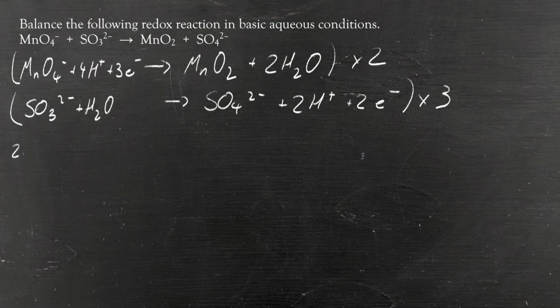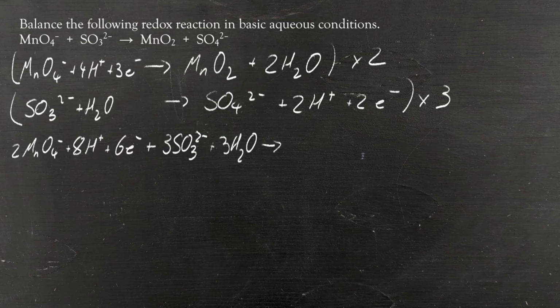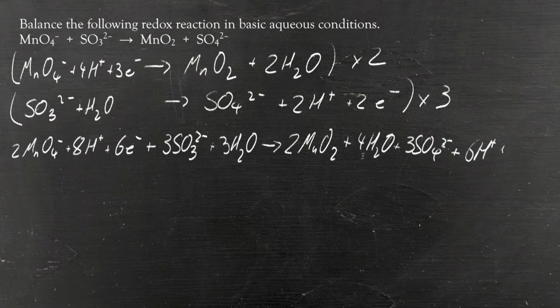We'll get 2 MnO4- plus 8H+ plus 6 electrons plus 3 SO3 2- plus 3 H2O reacting to give us 2 MnO2 plus 4 water plus 3 SO4 2- plus 6H+ plus 6 electrons. Good news, we have the same number of electrons on both sides, so those can cancel.